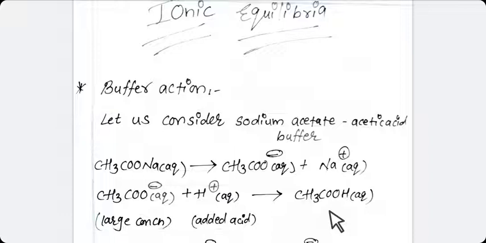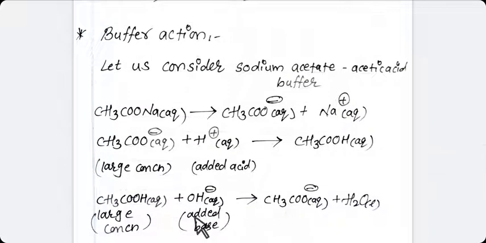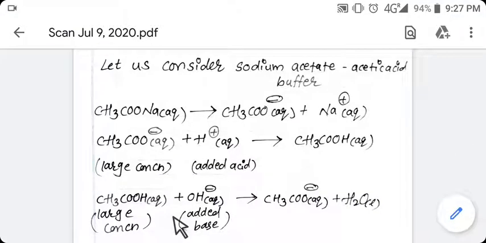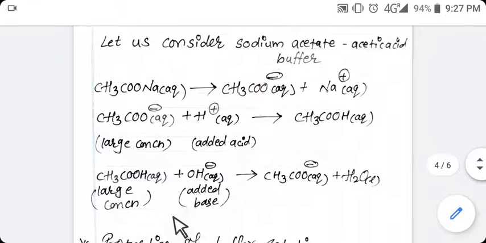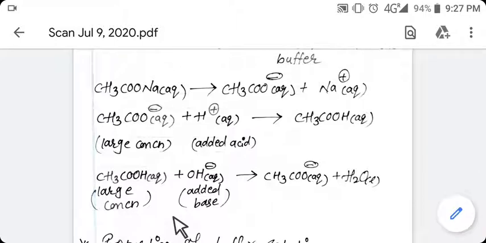In place of strong acid, when we are adding base, this base reacts with acetic acid. You all know that H plus ion means acid and OH minus ion means base. So when we are adding OH minus ion, this OH minus ion reacts with acetic acid and neutralizes it and produces acetate ion and water.